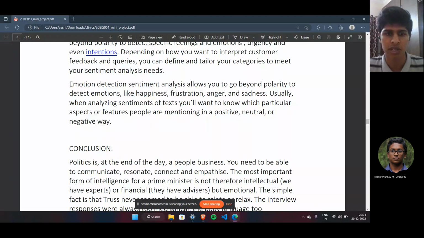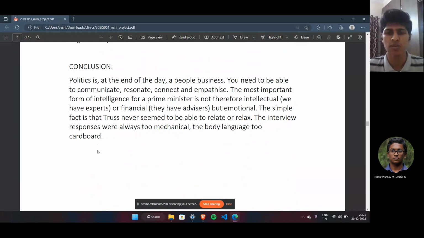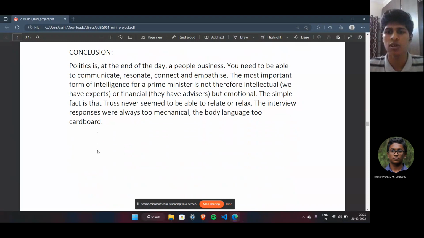So, what's the conclusion about it? Politics is, at the end of the day, a people's business. You need to be able to communicate, resonate, connect, and empathize. The most important form of intelligence for a prime minister is not therefore intellectual or financial, but emotional. The simple fact is, Truss never seemed to be able to relate or relax. The interview responses were always too mechanical. The body language too was very cardboardish.